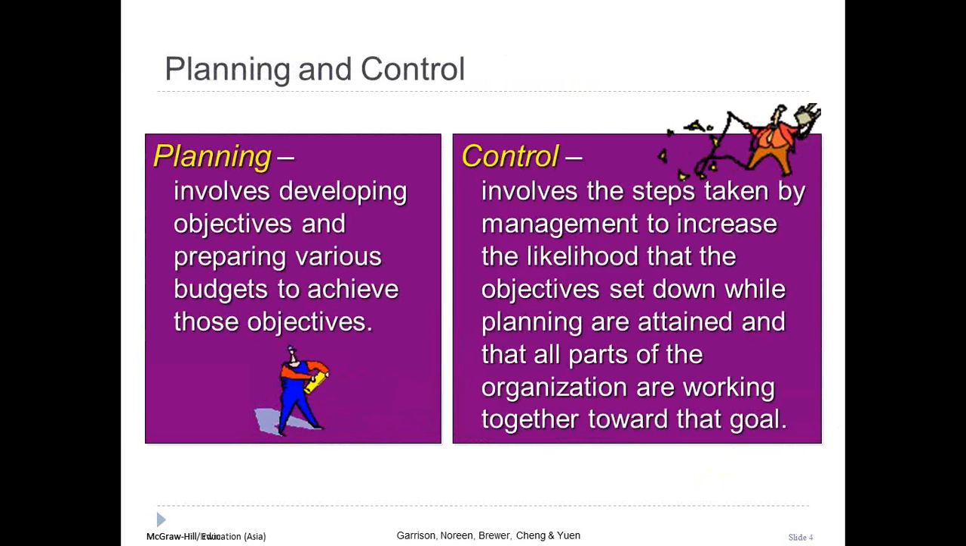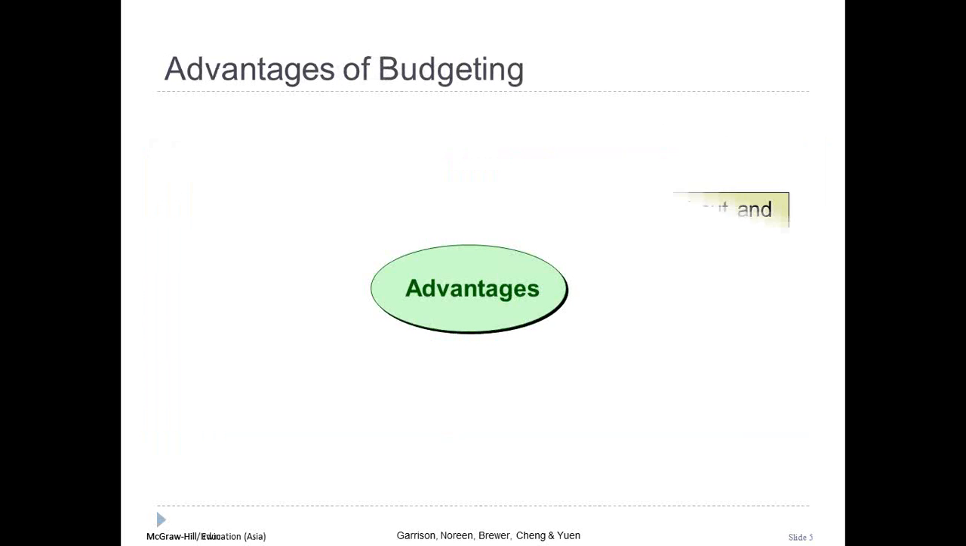Planning involves developing objectives and preparing various budgets to achieve those objectives. Control involves the steps taken by management to increase the likelihood that the objectives set down at the planning stage are attained and that all parts of the organization are working toward the goal together. To be effective, a good budgeting system must provide both planning and control. Good planning without effective control is time wasted.